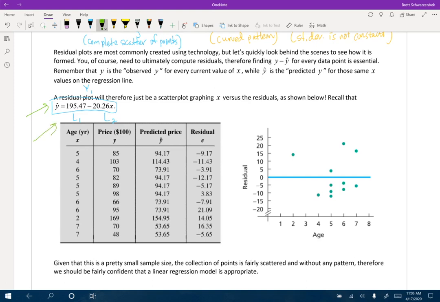So now we're going to calculate the residual. Remember, the residual is y minus y hat. So the first thing we have to do is calculate what y hat is, the predicted y. How do we do that? We plug x into the equation.